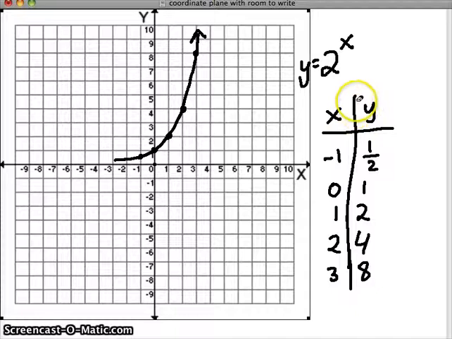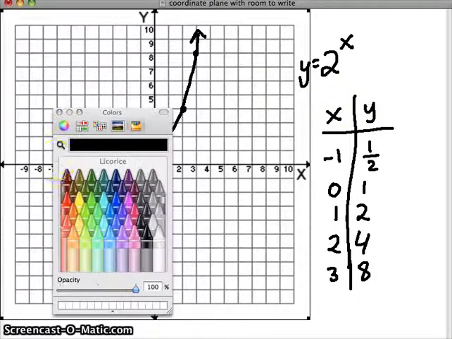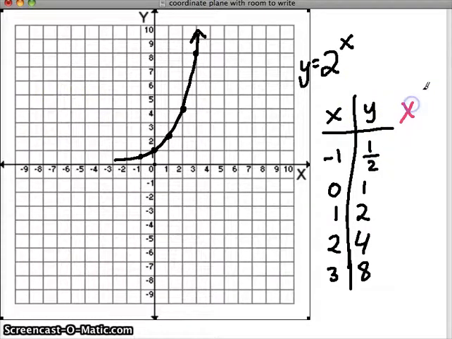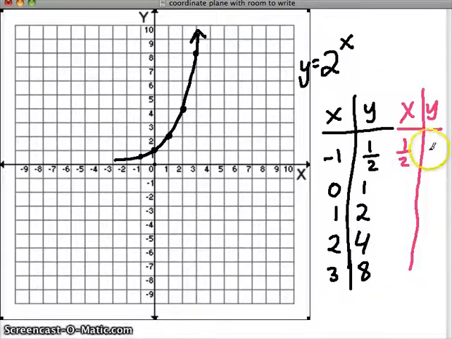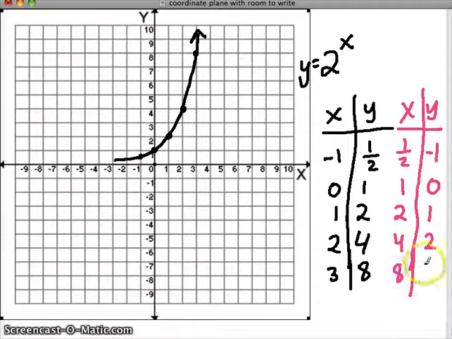Now let's try and graph the inverse. Use a different color here. So here is going to be our inverse xy table. Remember that when we do an inverse xy table, we basically just flip our x and y values. So we have an input of 1/2, and that gives us an output of negative 1. We're just swapping these x and y values. Input of 1 gives us an output of 0. Input of 2 gives us an output of 1. Input of 4 gives us an output of 2. And an input of 8 would give us an output of 3.